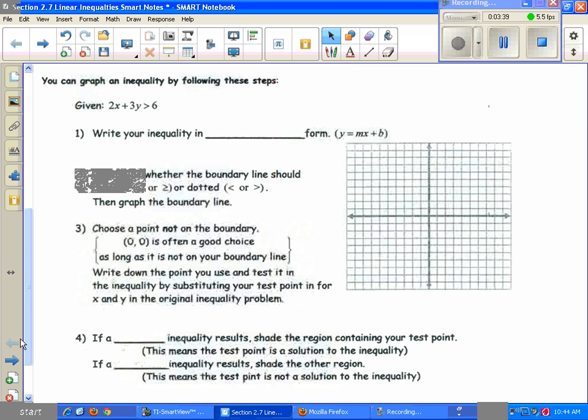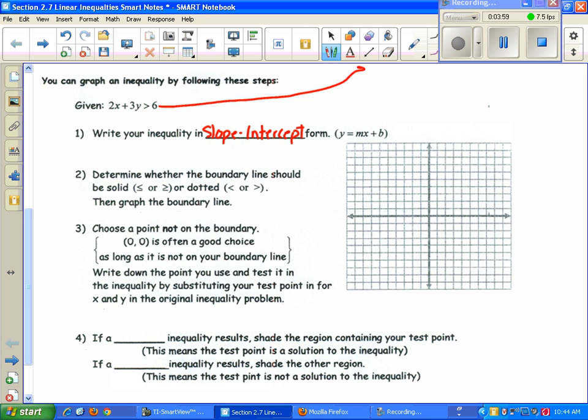Given 2x plus 3y is greater than 6, the first thing that we want to do is write our inequality in slope-intercept form. And remember, slope-intercept form is y equals mx plus b. The only difference is that we're not working with equals, we're working with inequality symbols now. So I'm going to rewrite my equation over here: 2x plus 3y is greater than 6. With this, I want to solve for y. First I want to get rid of anything that does not have a y attached to it. So I'm going to take that 2x to the other side, and to do that, I'm going to have to subtract it.